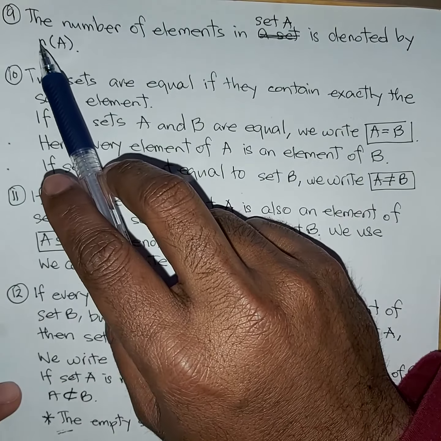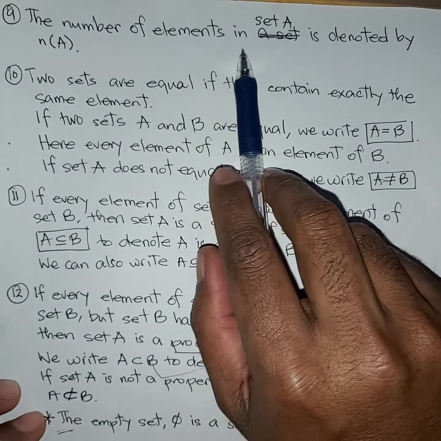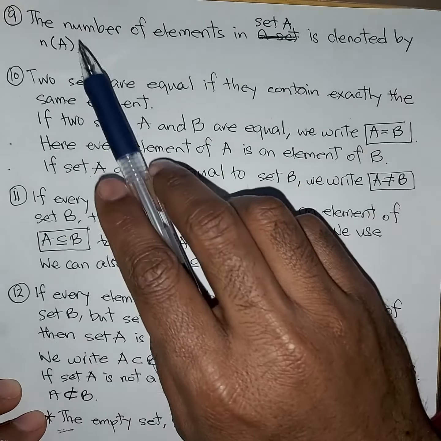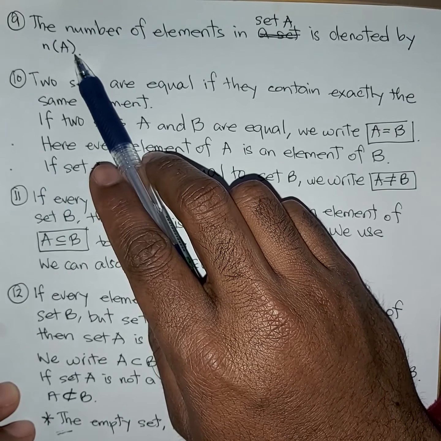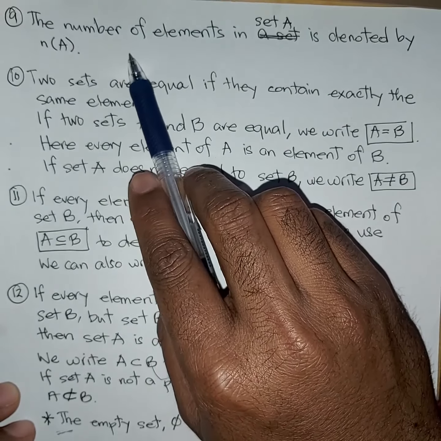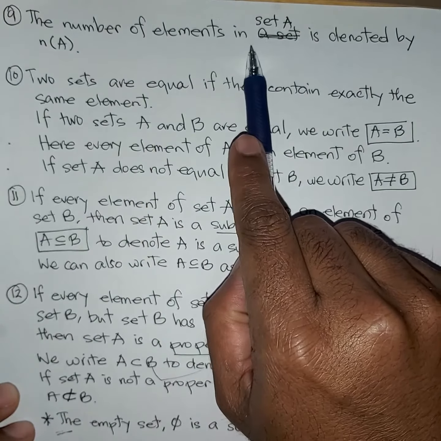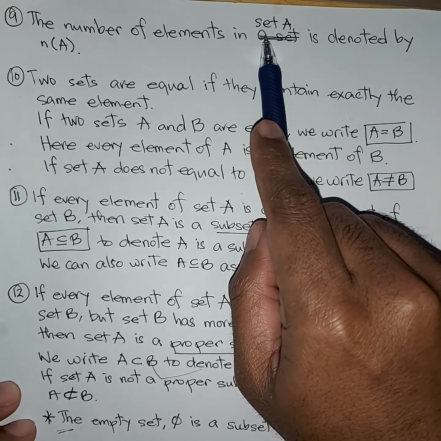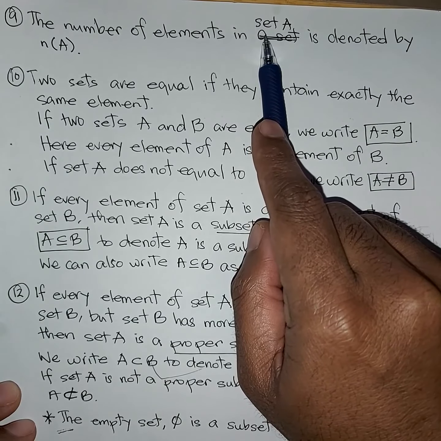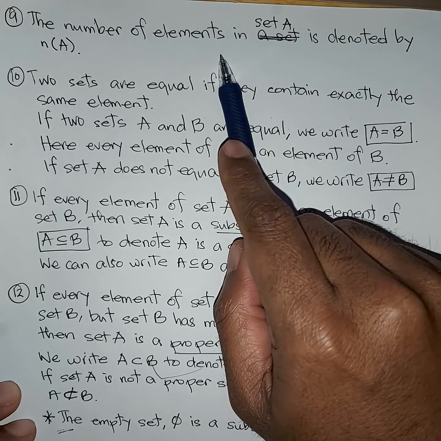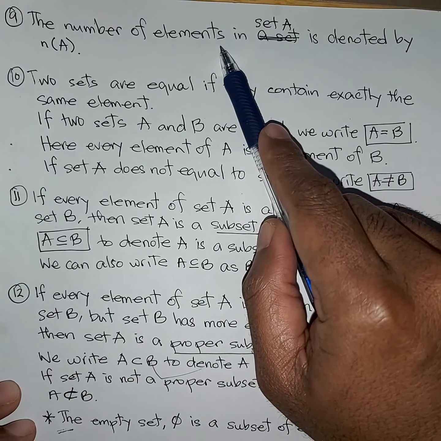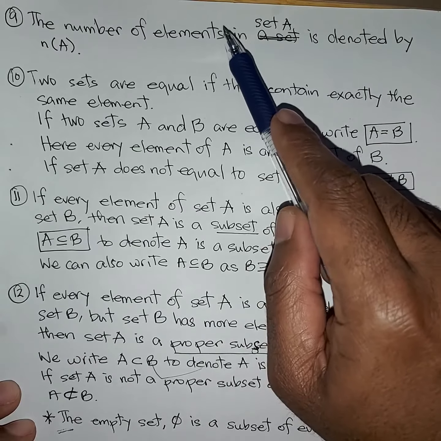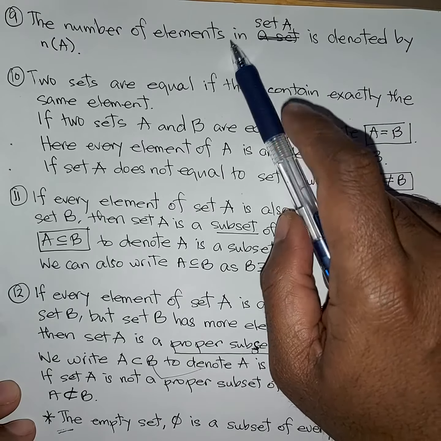Point number 9. The number of elements in set A is denoted by n(A). This is the number of elements inside the set. Before finding it, the set must be defined using roster form. Let me look at the three ways you can define a set.